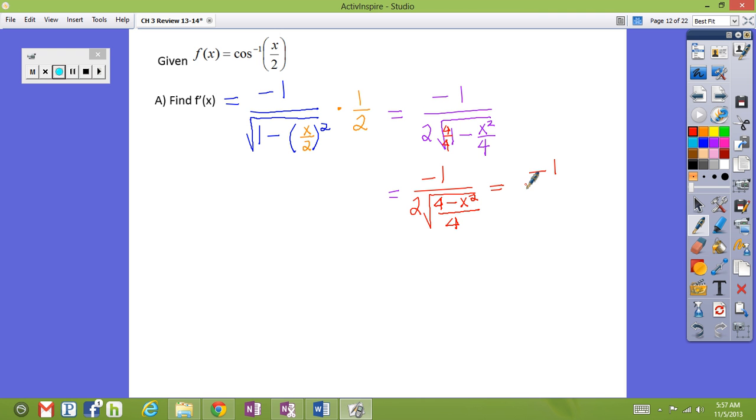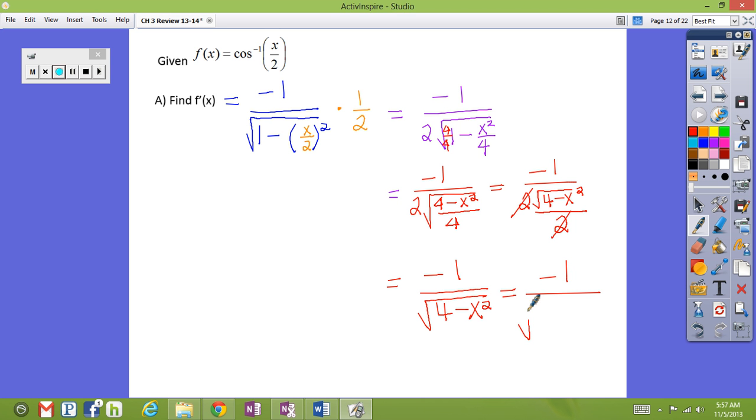But that can be simplified some more. That would be the root of 4 minus x squared divided by the root of 4, which happens to be 2. I get negative 1 over the square root of 4 minus x squared, and no, this does not simplify anymore unless you're trying to factor it. In that case, we could write it factored: 2 minus x times 2 plus x. Okay?